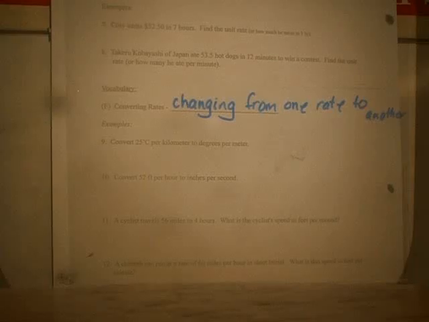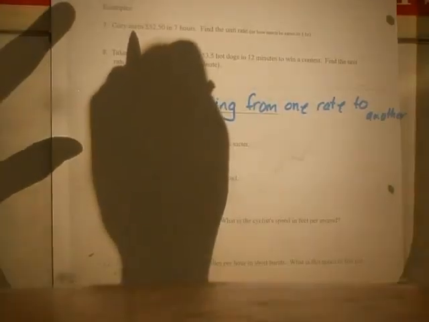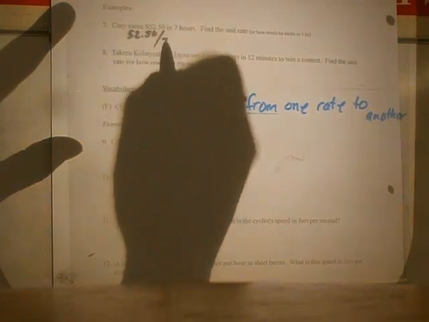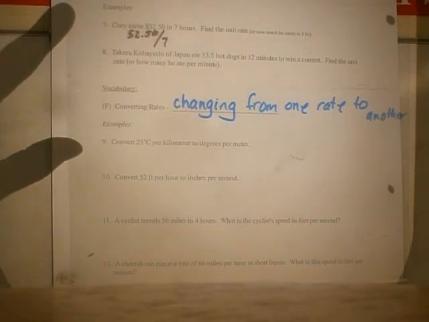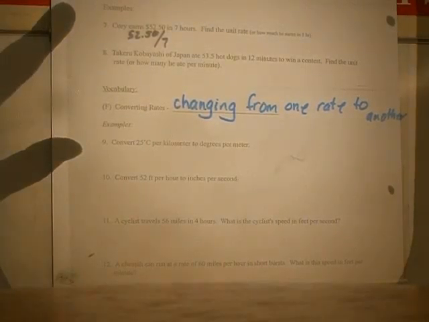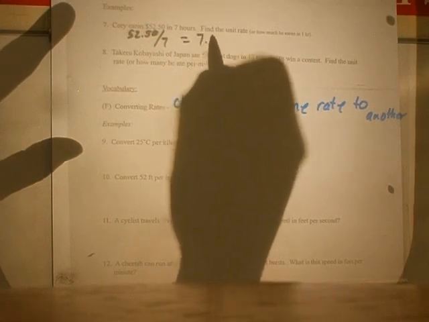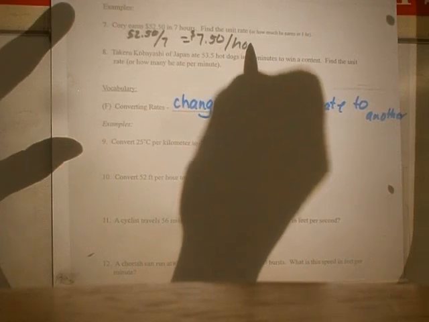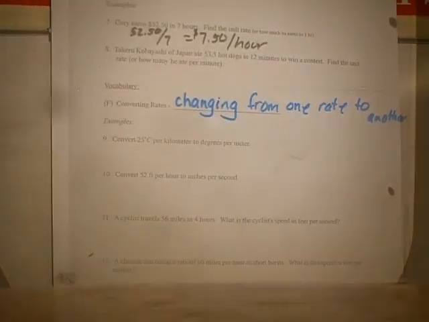Number 7, Corey earns $52.50 in 7 hours. Find the unit rate, or how much he earns in 1 hour. So we are going to take the $52.50, divide it by 7, and $52.50 divided by 7 ends up being $7.50 per hour.